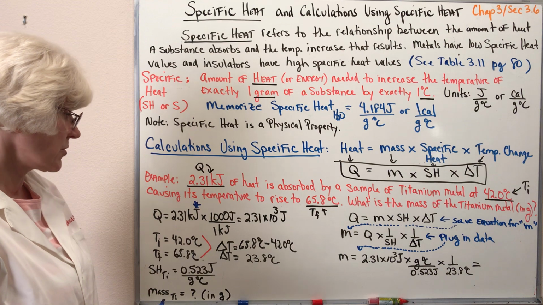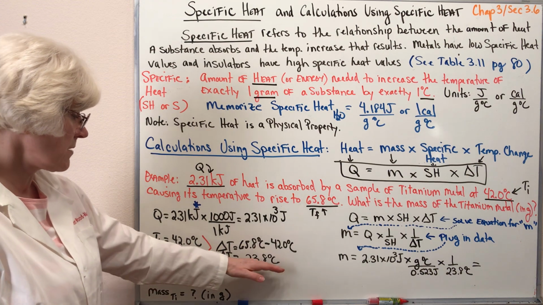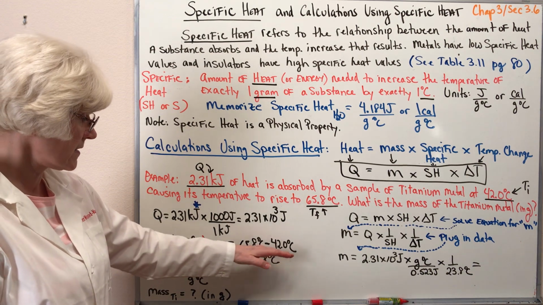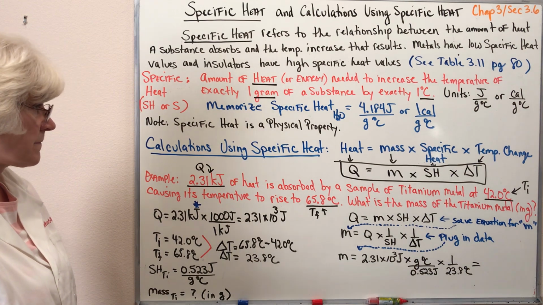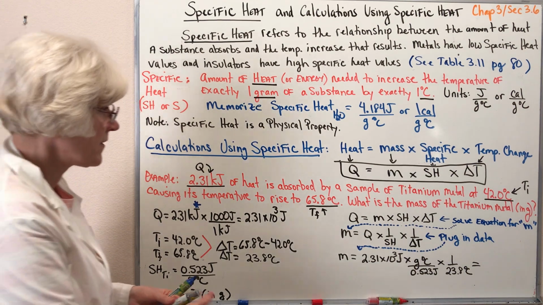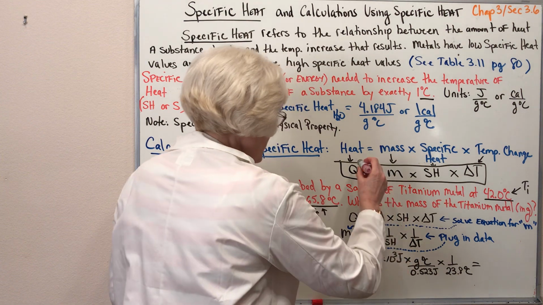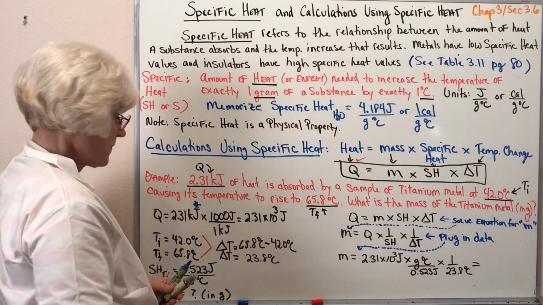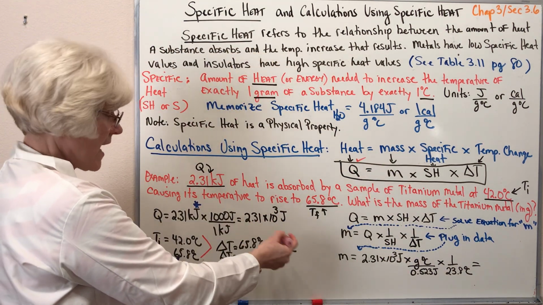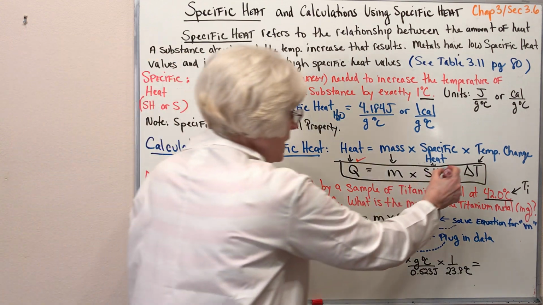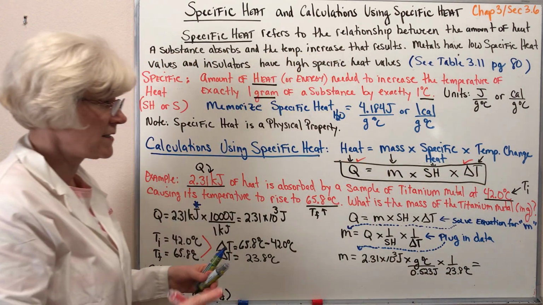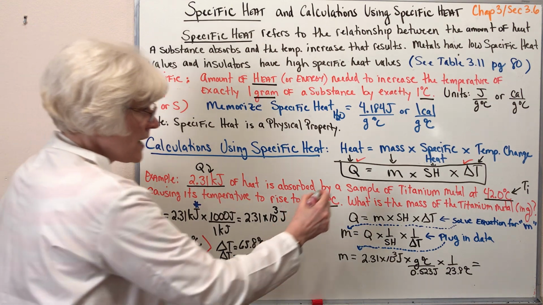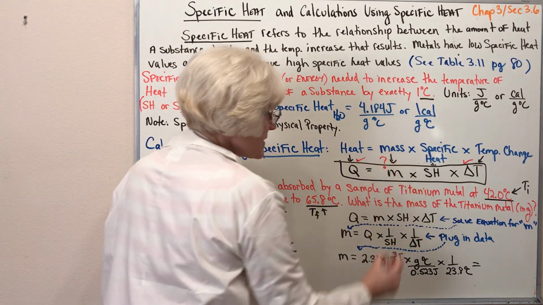And you should double check me on that. 23.8 degrees Celsius, doing the subtraction. Right, so what have we figured out so far? We know what Q is. That was given, I should say. We have calculated our delta T. We're trying to solve for mass.